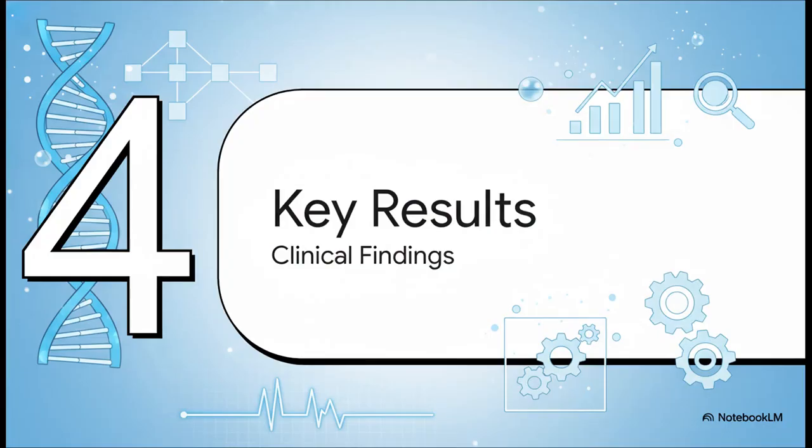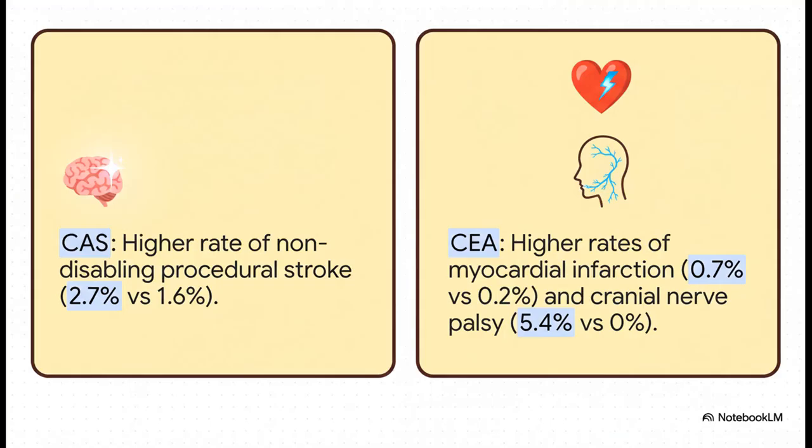So, having looked at the statistics, let's turn to the key clinical results, the ones that are most significant for an examiner. Looking at the procedural events within 30 days, the most important finding is that the rate of disabling stroke or death was very low and similar in both groups, at about 1%. But below that, there was a clear trade-off. The stenting group had an excess of non-disabling procedural strokes. Conversely, the endarterectomy group had an excess of myocardial infarction and perhaps most notably, cranial nerve injuries, which occurred in over 5% of patients versus 0 in the CAS group.